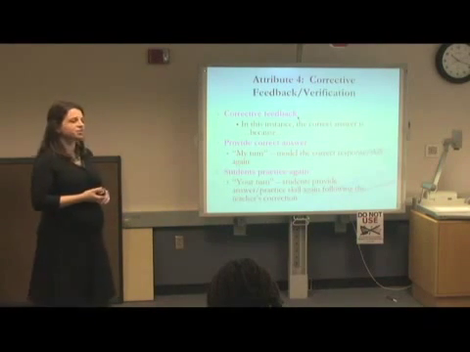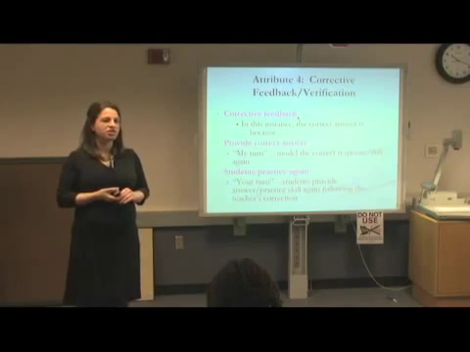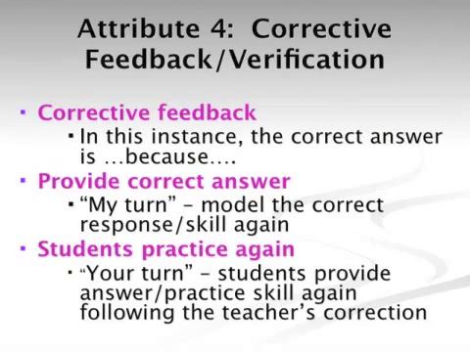The fourth attribute is called corrective feedback and verification. Corrective feedback is when the teacher lets the student know your answer in this instance is not actually correct because, so you always provide the why, but you do give them the correct answer as well. You want them to understand why they didn't arrive at the correct answer and how they could really get to the correct answer.